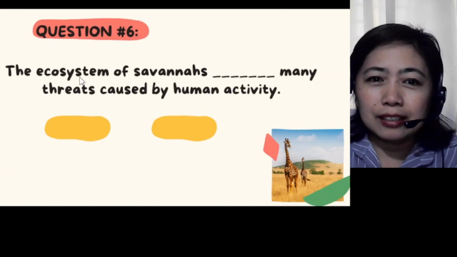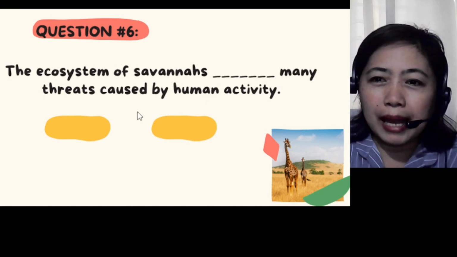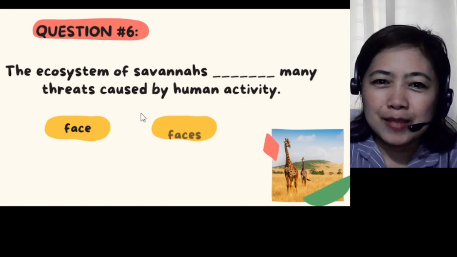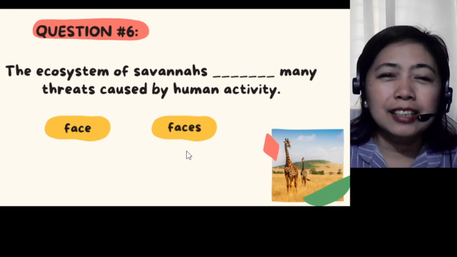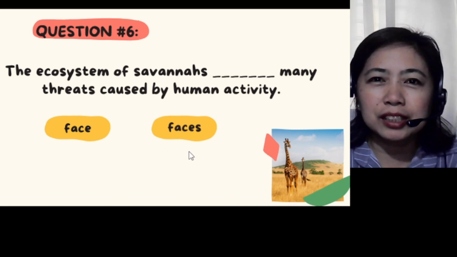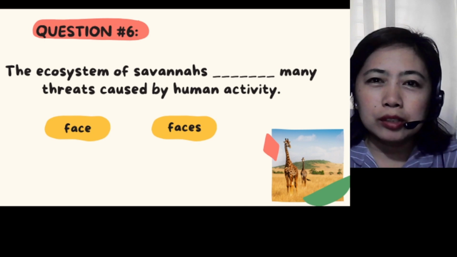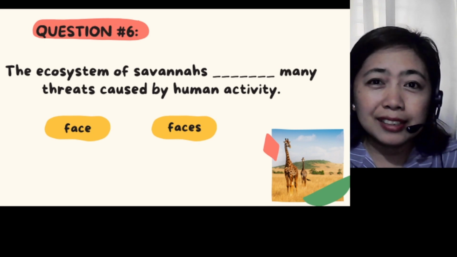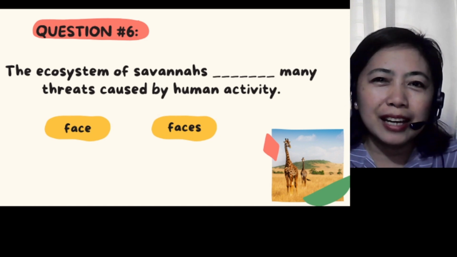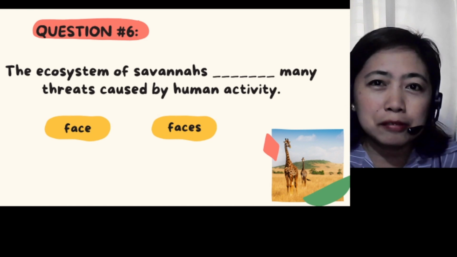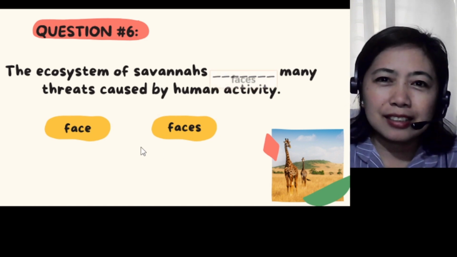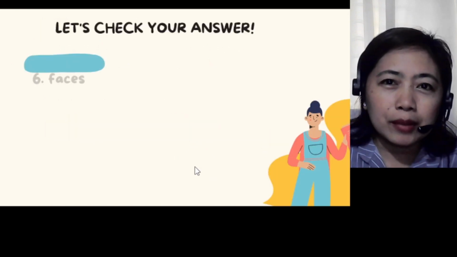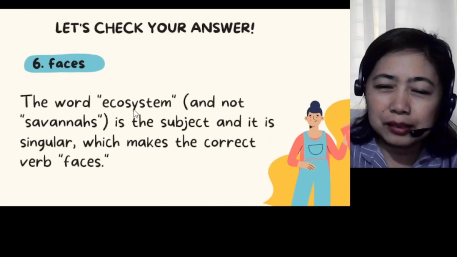Question 6 here. The ecosystem of savannas blank many threats caused by human activity. Is it face or faces? Again, don't get confused by the words surrounding the subject. Focus on looking for the subject. If you already know where the subject is, then it's very easy for you to pair it with the corresponding verb. So for this statement, our verb here is faces, because our subject here is ecosystem.